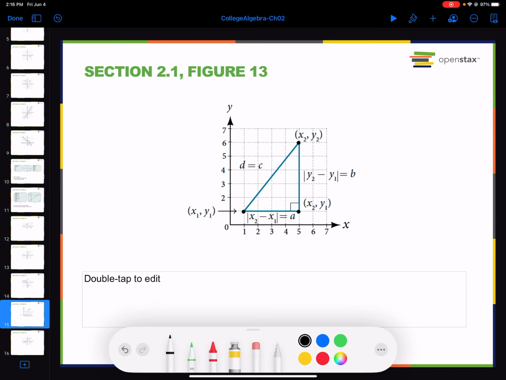In this example, it's showing you how we derive the distance formula. So if you want to find the distance between this point and this point, you can use the Pythagorean theorem. I don't know how much you remember that one, but that's the one that says, given a right triangle, the straight legs are a and b, and the equation says that a squared plus b squared equals c squared. So what you can do is you can find out the distance of A and the distance of B, and you can solve for C.